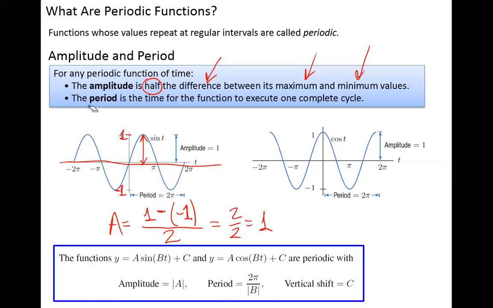Now, the period is the time for the function to execute one complete cycle. The sine curve goes from 0 to 2 pi, and then again, I can keep going. That means 2 pi will be the period. It's one complete circle, and then it's repeating.